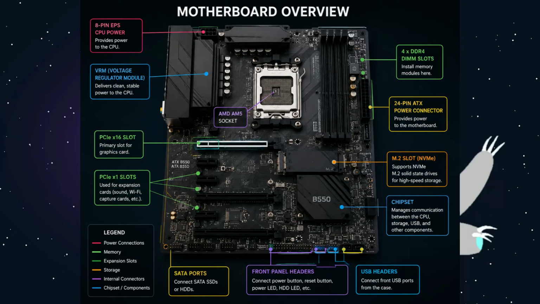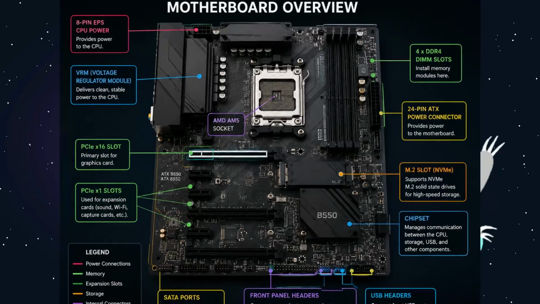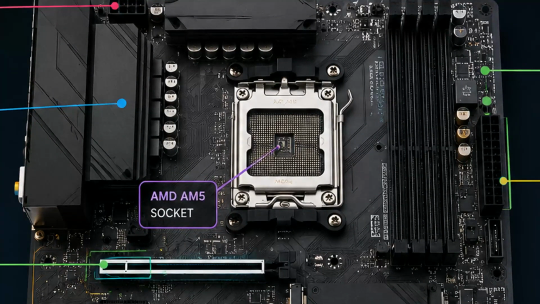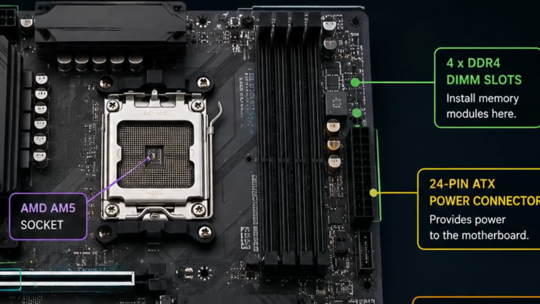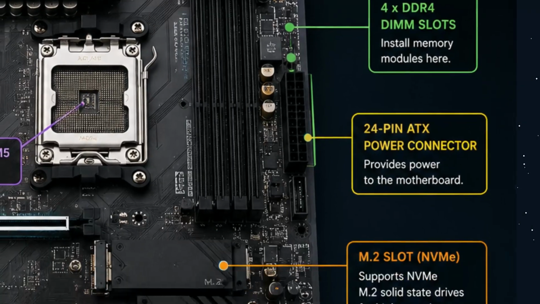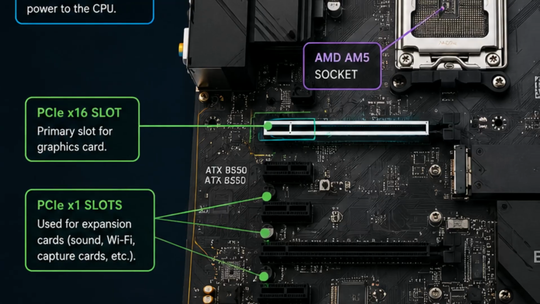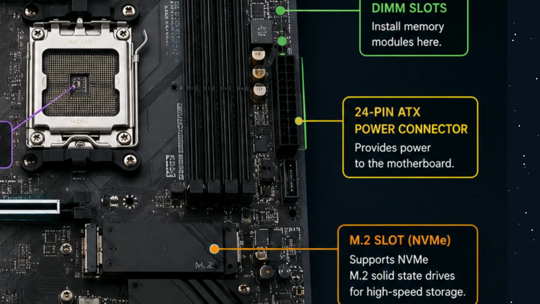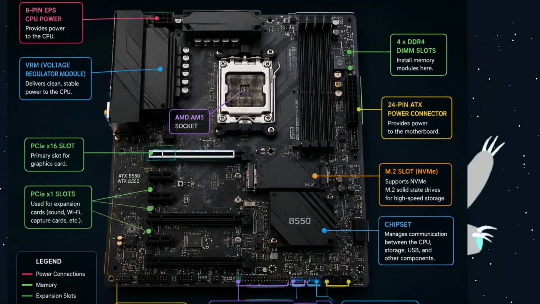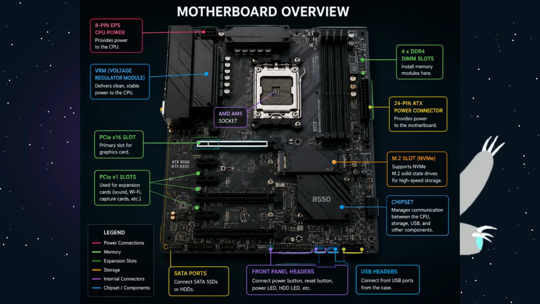Let's start out with the motherboard. The motherboard is basically the backbone of the entire computer. Every major component connects to it in some way. The CPU plugs into the motherboard, RAM plugs into the motherboard, storage devices connect to it, graphics cards connect to it, even your power supply feeds power through the motherboard. You can think of the motherboard as like a highway system or a city map. It controls how components communicate with each other.